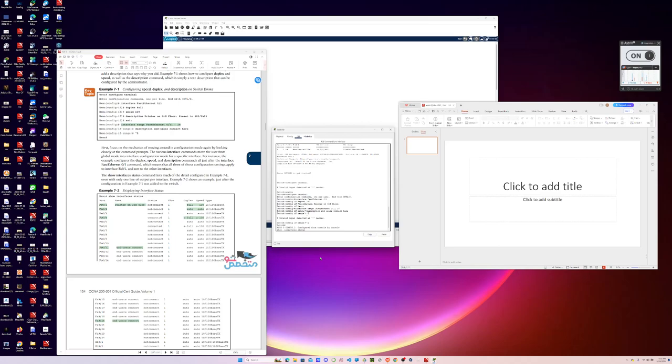Show interfaces. It could be that the university staff are letting their kids come in here and play with my stuff while I'm gone or something.